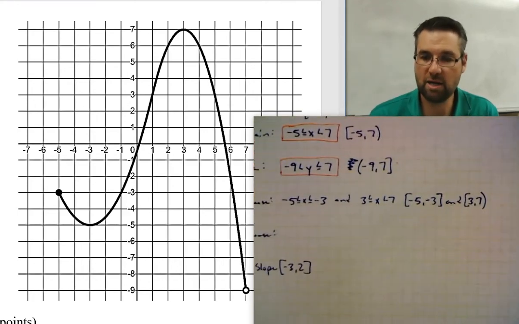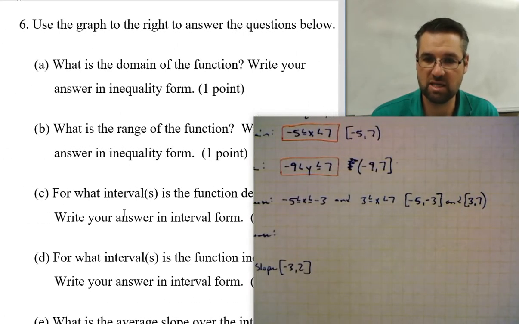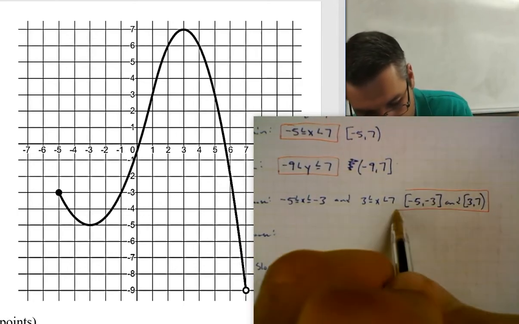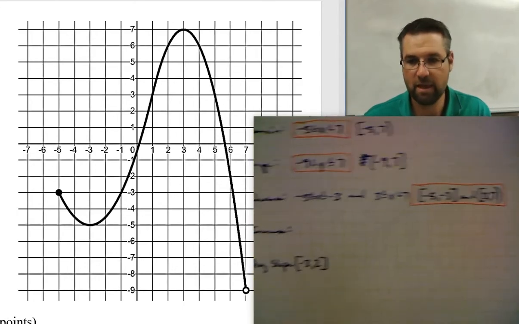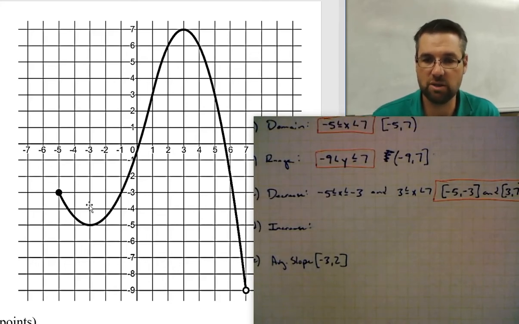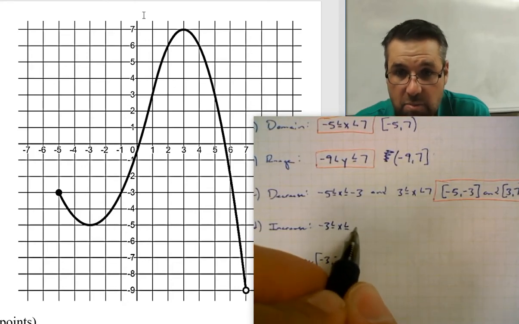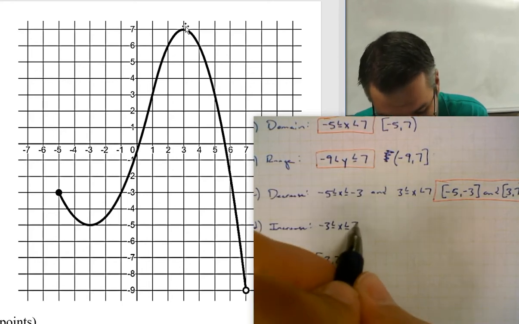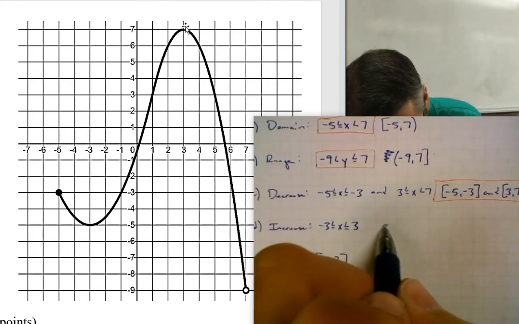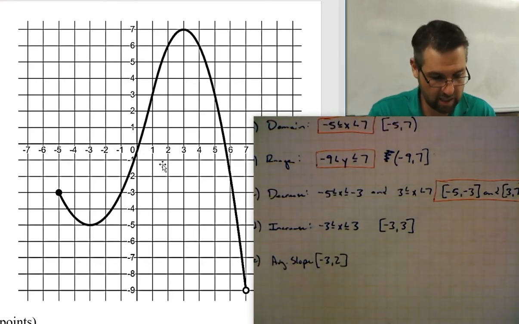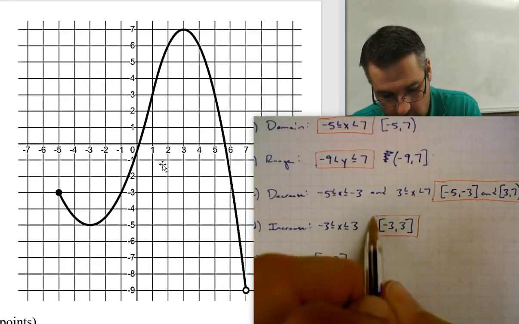Okay, so we go back to our question and we realize that for part C it said write your answer in interval form. So our interval form would be this one. So if you put it in inequality form, again, you lost some points there. For the interval of increase, in this case, we can only see one place where the function's increasing, and that is from -3 all the way to the right to 3. That's inequality form. Interval form would be -3 with a bracket and 3 with a bracket. And again, it said interval form, so we're going to write it like this.